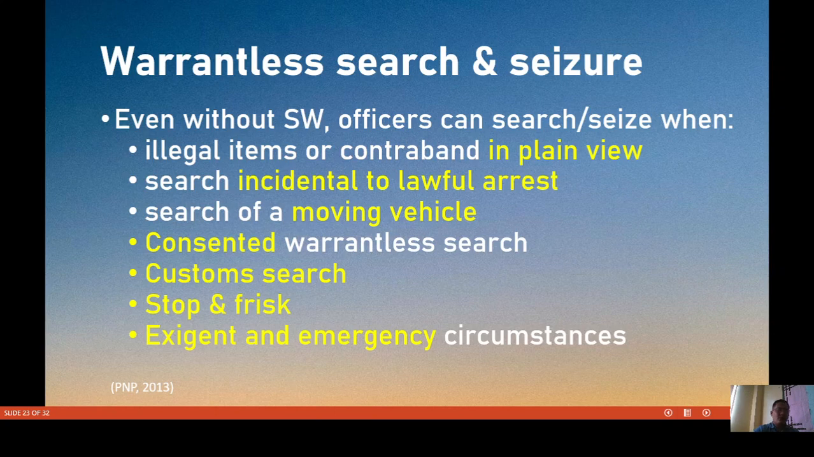Next, consented warrantless search. There's also another exemption to the rule that there must be a search warrant, and that is the consented search. If the person consents to be searched, for example, in airports, waterports, the person subjects his bag to the x-ray. Then if you are a police officer on duty there, you can conduct a search. That is a consented search.